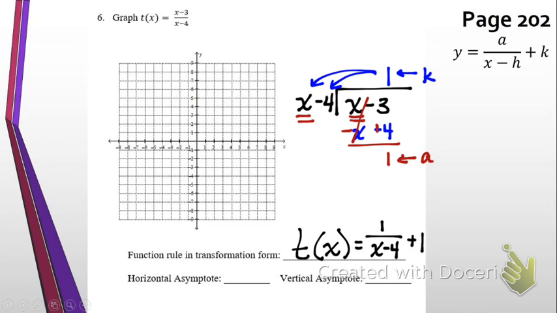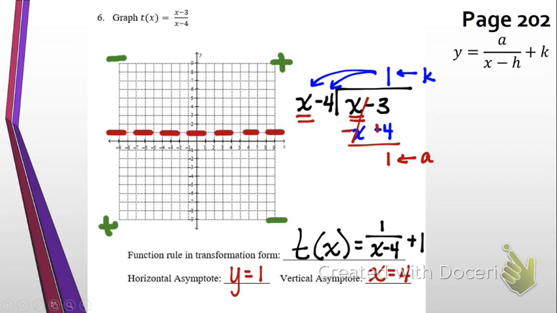So what are my asymptotes? Y equals 1 and x equals 4. So I'm going to do my pluses and minuses and get my asymptotes graphed. So y equals 1, shift up 1.